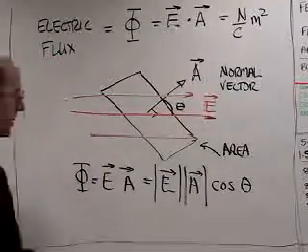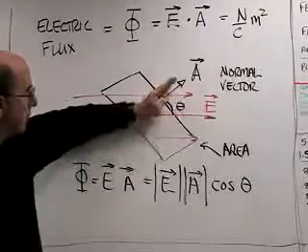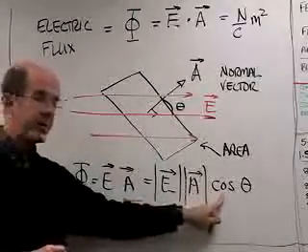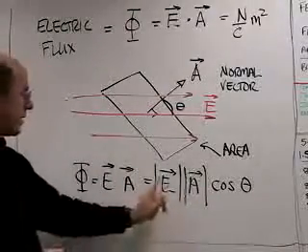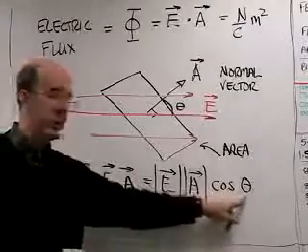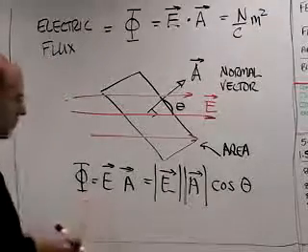Okay? So if you look at this, if the electric field is parallel to the A vector, then we have the maximum value of the flux. And if the electric field is perpendicular to the A vector, we have the cosine of 90 degrees. That's 0, and we would have 0 flux.